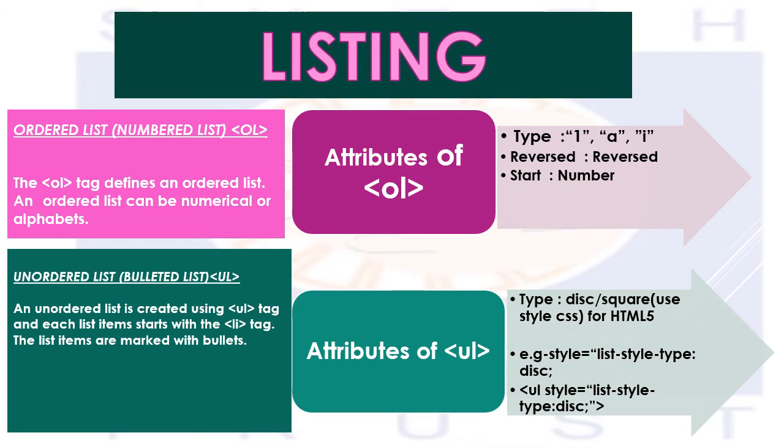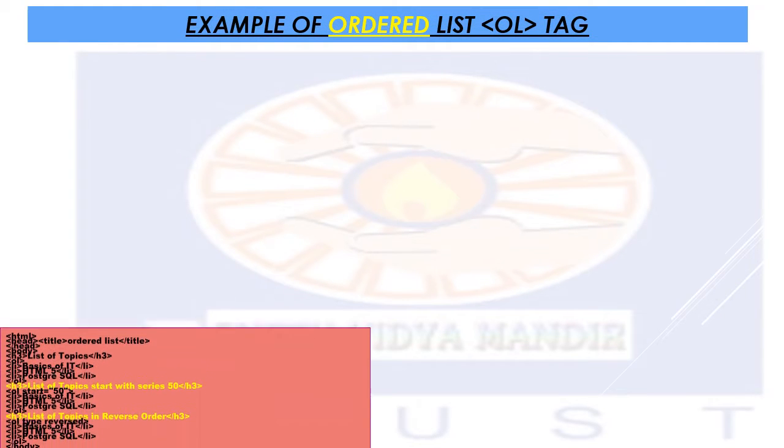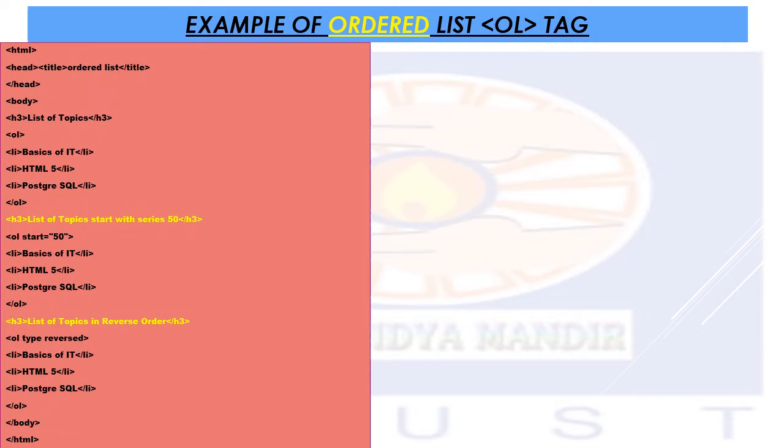Okay students, so let us move ahead with the next. Now we are moving ahead with the example of the ordered list, OL tag. Now see why the examples are important, because the tags and the attributes of the tags cannot be studied without the help of the example.